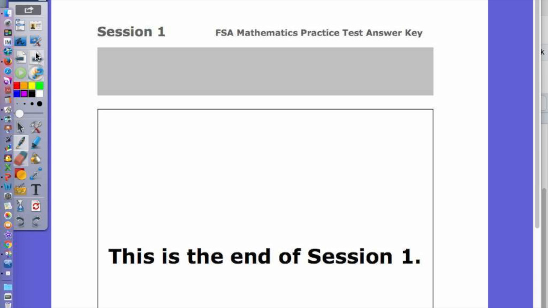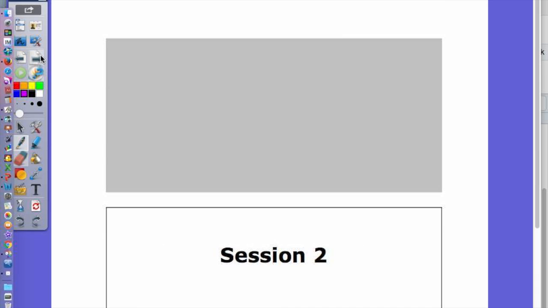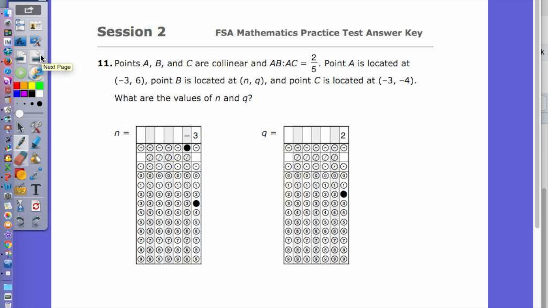Okay, that's the end of the calculator practice session. Now we have the non-calculator practice session. Now we're going to talk about partitions. The partition formula is over there on the board.